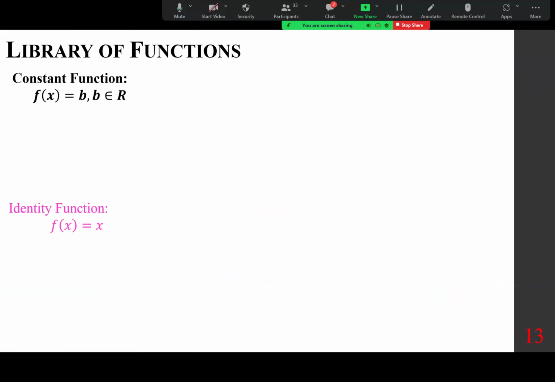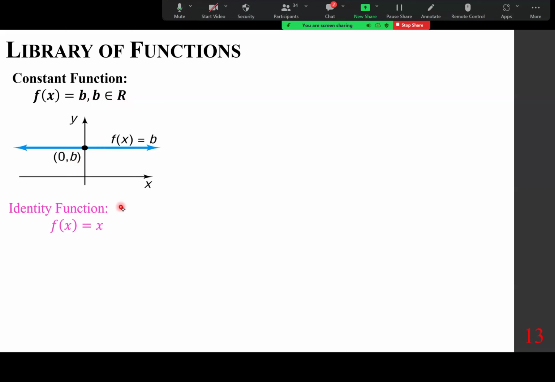So let's look at this library of functions that was explained. One of them is a constant, f of x, or y equals a number such as b. Then it becomes a horizontal line with the y-intercept of (0, b), where b is part of the range, if you will. Domain is all real numbers, range is only b. Again, of course, this R is the set of real numbers.